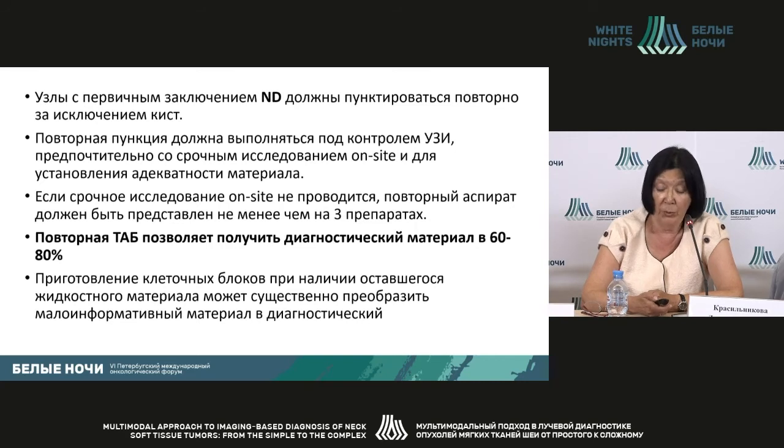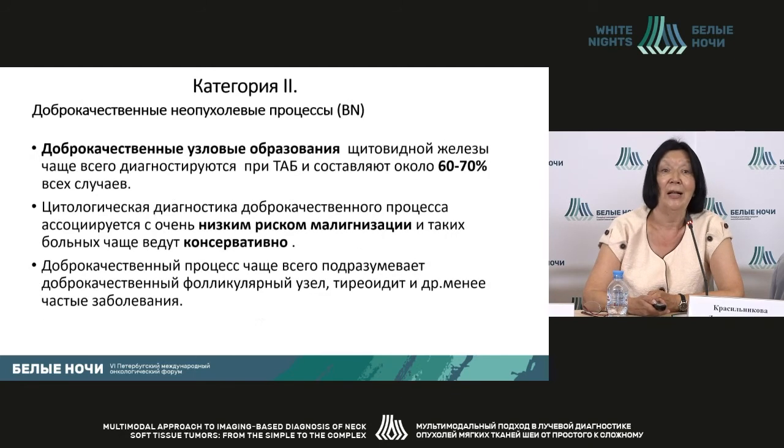However, the secondary puncture is necessary, and it's recommended to do this test on site. If it's not done, then there's again a recommendation that the secondary aspirate, the material, should be presented on no less than 3 preparations. Puncture biopsy, FNA, enables to improve the quality of cell material up to 80%. If there's low informative material, you can prepare cell blocks. This method is widely used nowadays in the labs, not only for thyroid, but for other liquid material from different places. And it provides very good results for diagnosis.